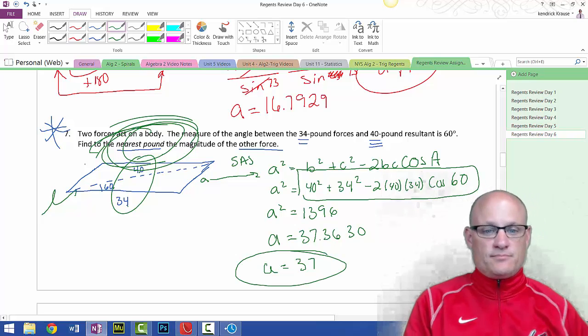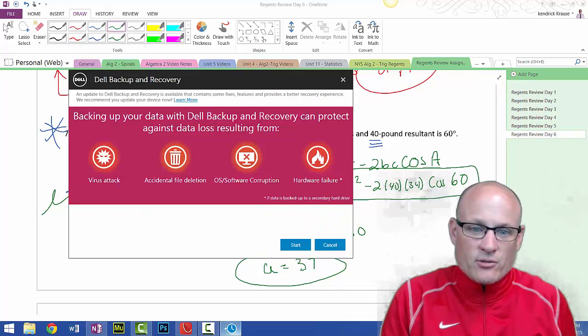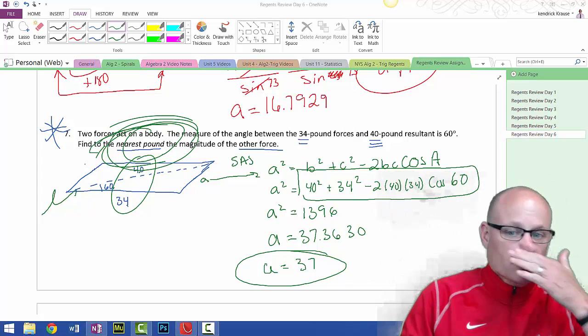All right. Oh, man. What is going on? What is this thing? See, I need a new computer because Dell's telling me I have to do something. And I'm going to tell them to get off my computer. All right.